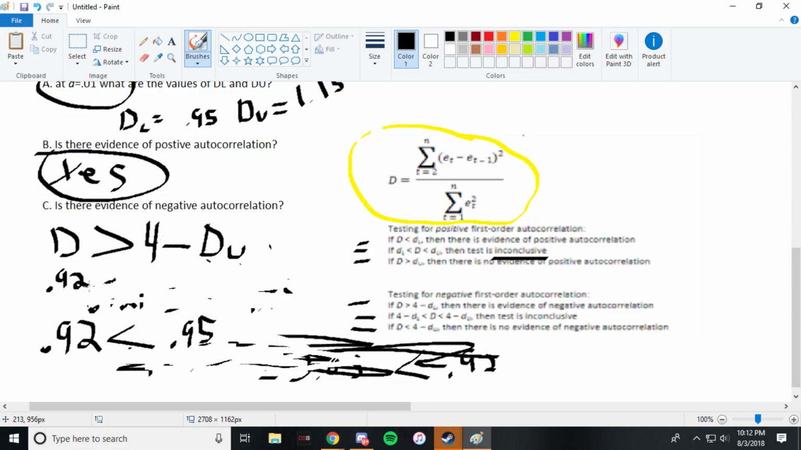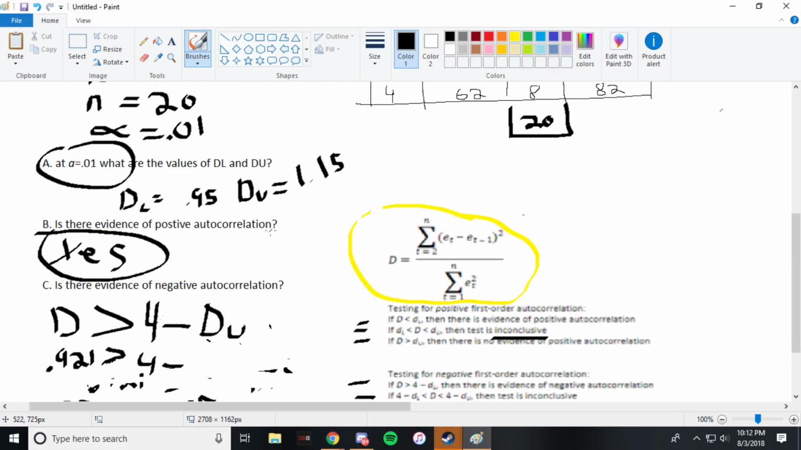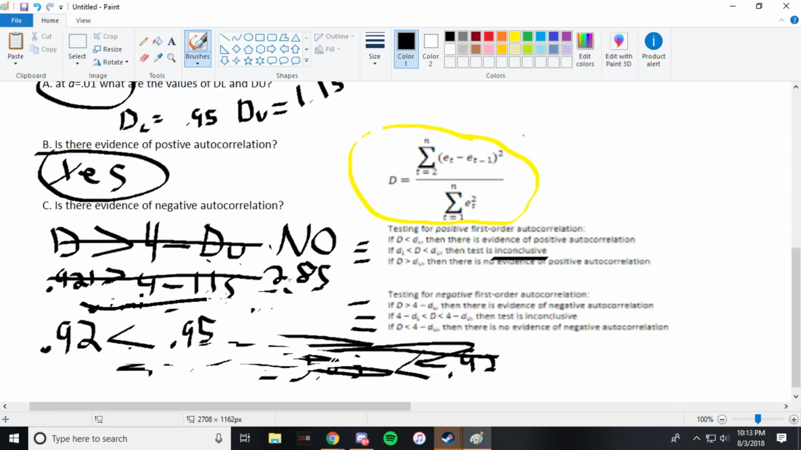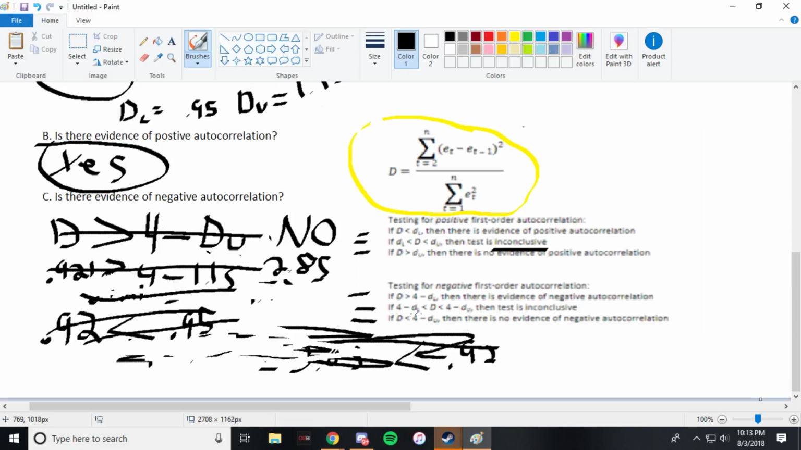If 0.921 is greater than 4 minus our DU value of 1.15, which gives us about 2.85. Obviously 0.921 is not greater than 2.85, so this is incorrect, and there is no evidence of negative autocorrelation. There are a few other things you can do to see if the test is inconclusive or if there is no evidence.